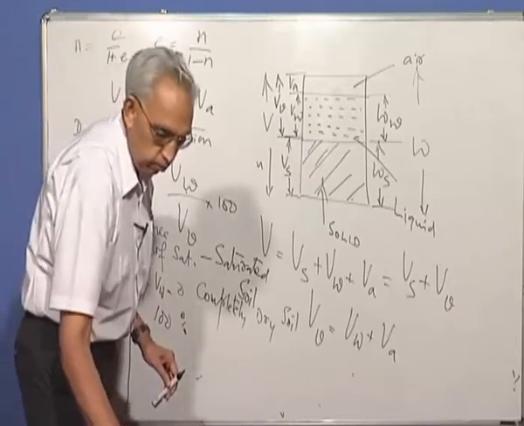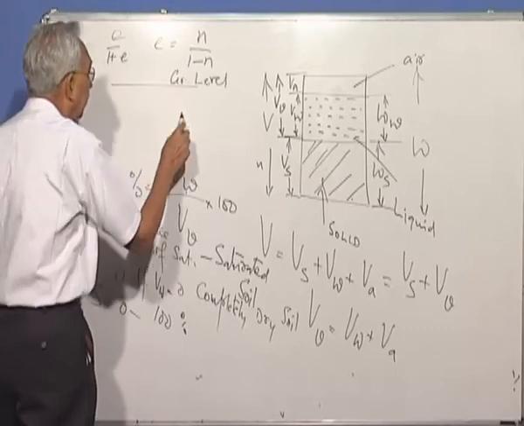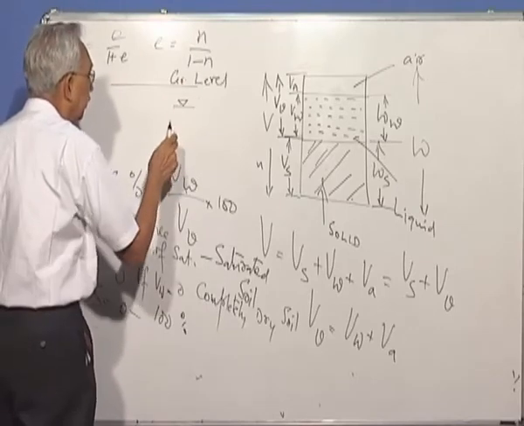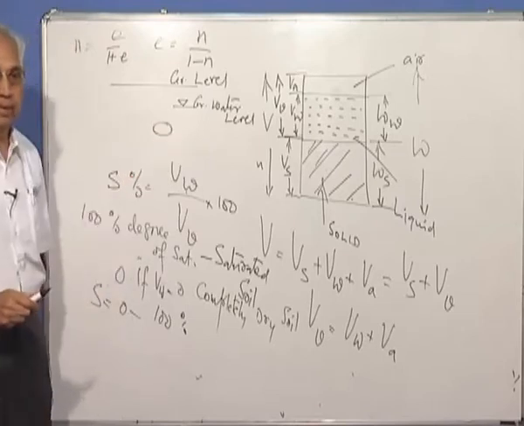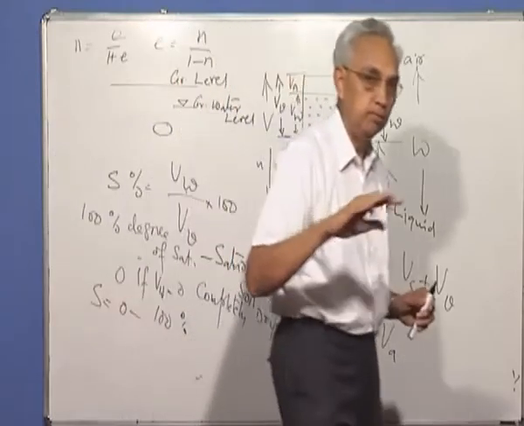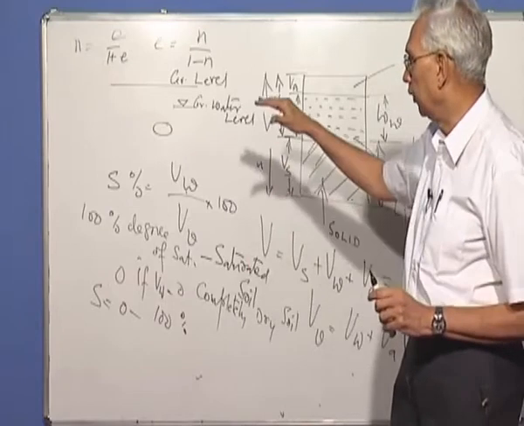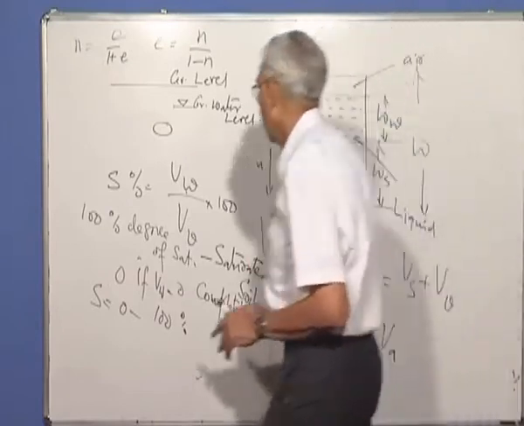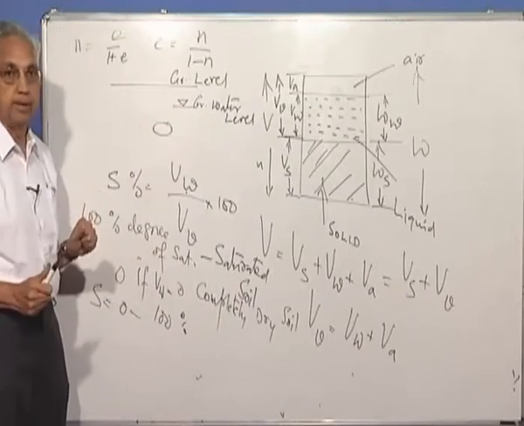For example, I have ground level here, and if I dig a pit, I find the groundwater level here. If I take a sample below the groundwater level, you can go to a nearby well and see where the water level is in the well, and outside the well also the water level will be the same.